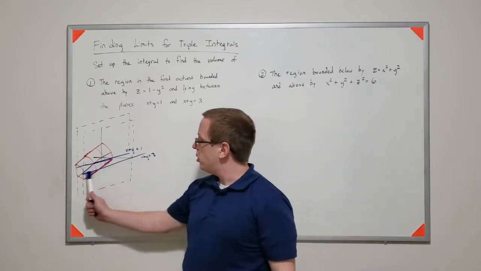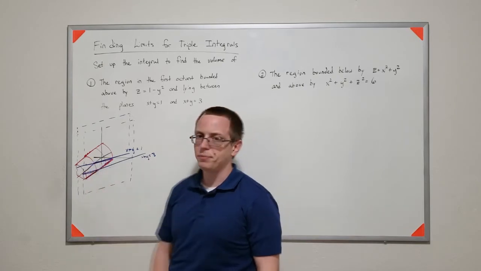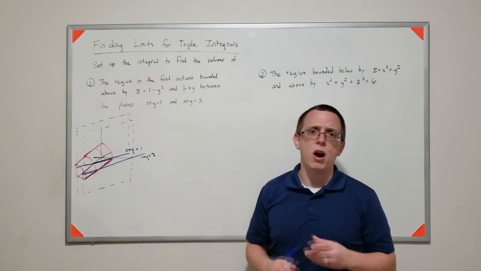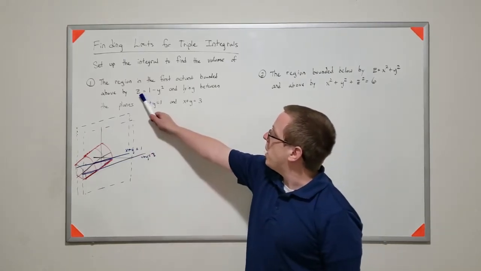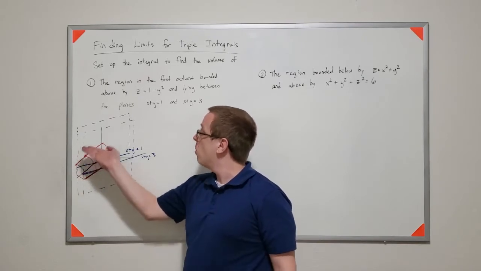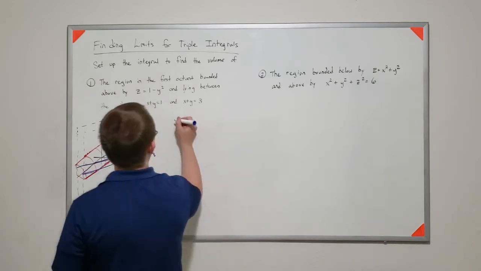And so this purple region is the region that we're considering in the xy plane. And the reason I say that is because for z, the answer is pretty obvious for the limits. Z is bounded above by 1 minus y squared. So that tells me z goes from 0 up to this function. It's not overly complicated for z.